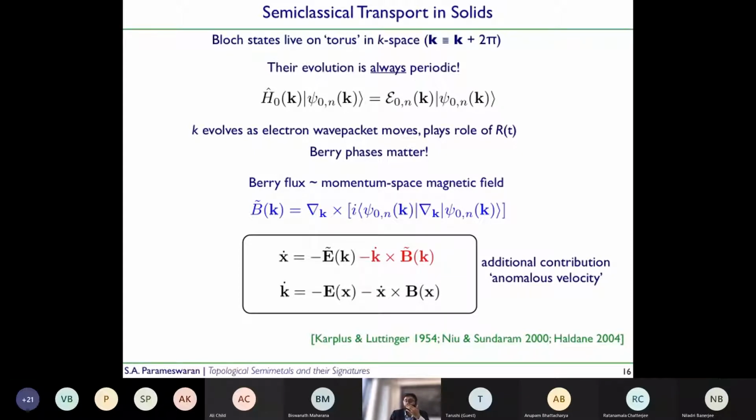In fact, Karplus and Luttinger pointed out in 1954 that these kinds of contributions come in. And in some sense, the modern theory of semi-classical transport in solids was really crystallized by Niu and Sundaram, who did this calculation very nicely and carefully. And Haldane then pointed out that it's a universal feature that allows us to think about properties of the Fermi surface in a very nice way. So there's a long history to this problem, over 50 years.